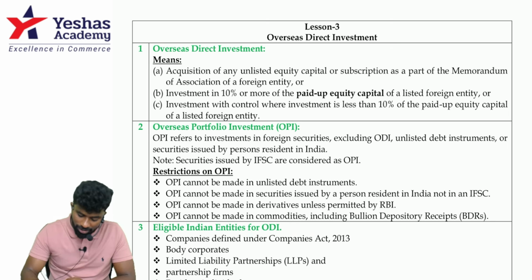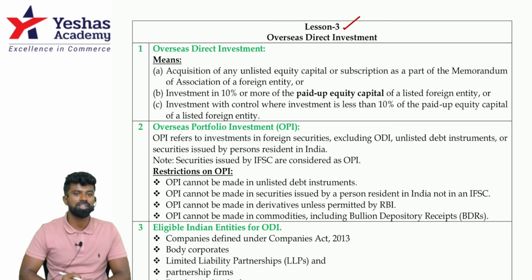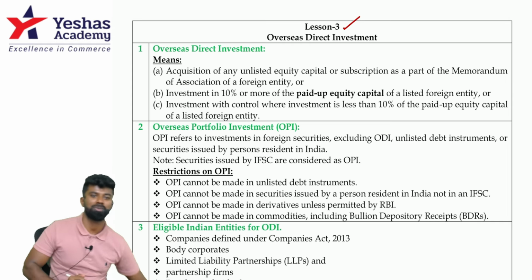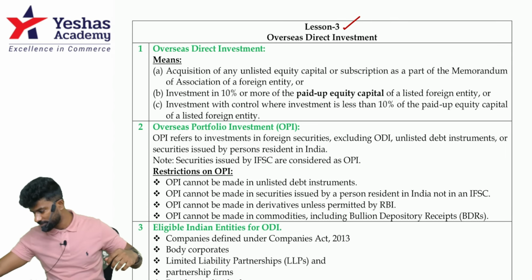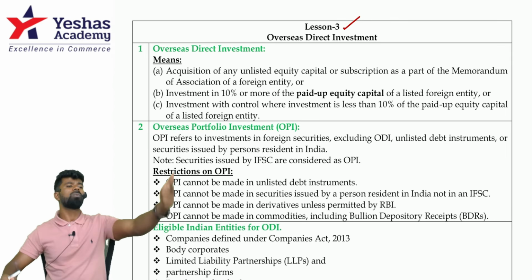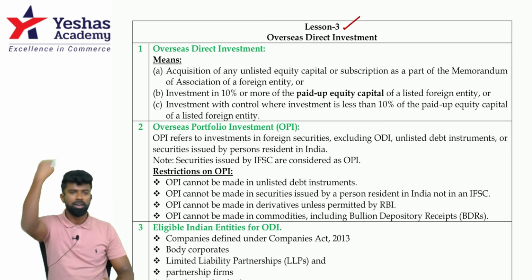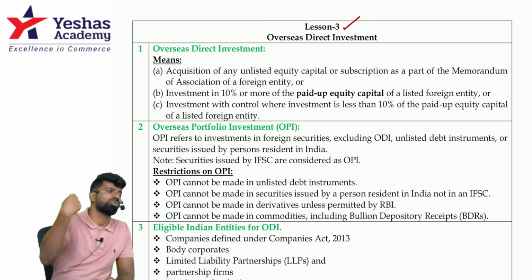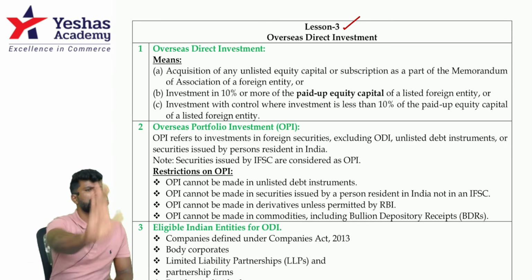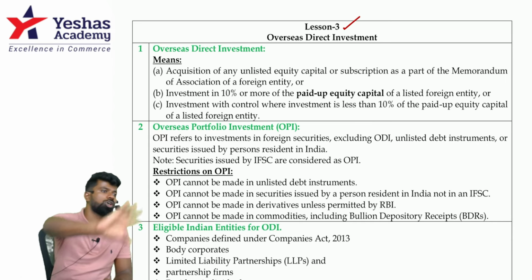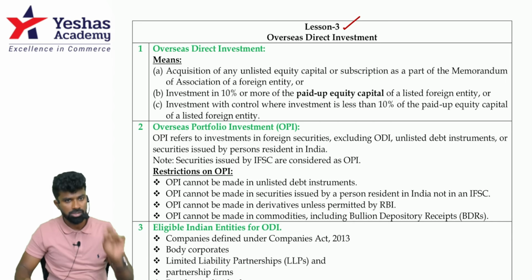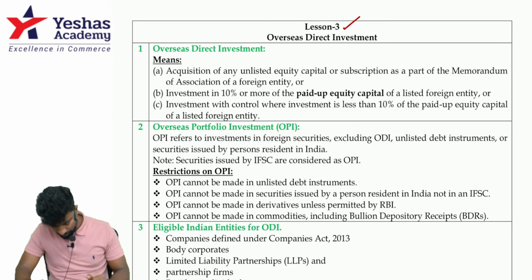concentrate. Lesson number 3, overseas direct investment. What investment? ODI. What is ODI? Like how we have FDI for the foreign investors, for the Indian investors, what do we have? ODI. Simple chapter, few concepts. If you understand this chapter, you can be assured of 5 marks out of this chapter.